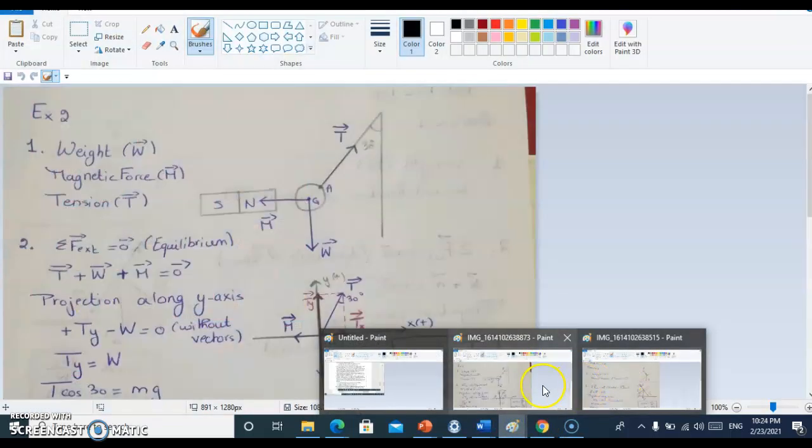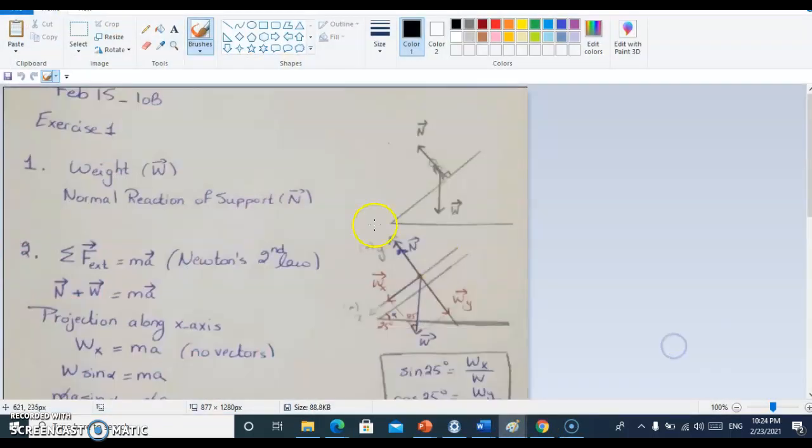So this question is divided into two parts: naming and representation. Half the grade is for the naming, for listing the forces, and half the grade is for the representation. So weight, you have to write W vector, and normal reaction of support, N vector. And concerning the representation, the normal reaction of support is perpendicular to the inclined plane.